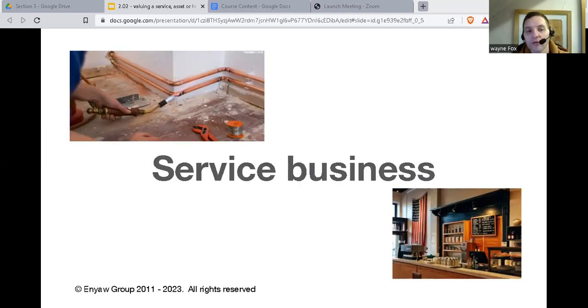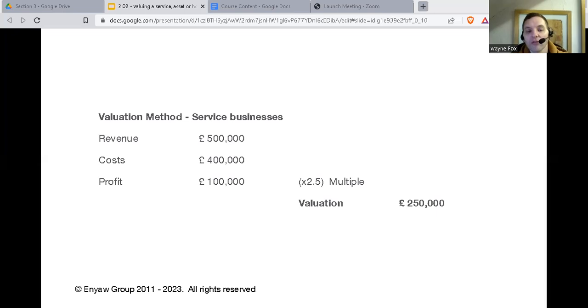So the first one is service businesses. This can be anything from a plumbing firm to an accountant to a coffee shop. Now, this type of business is valued based on a multiple of profit. So let's say your sales revenue was 500,000, you had delivery costs and overhead of 400,000, and this would mean your profit was 100,000. So a multiple is then applied based on how big the business is and how risky the market sees it. And that is generally the value of that type of business.